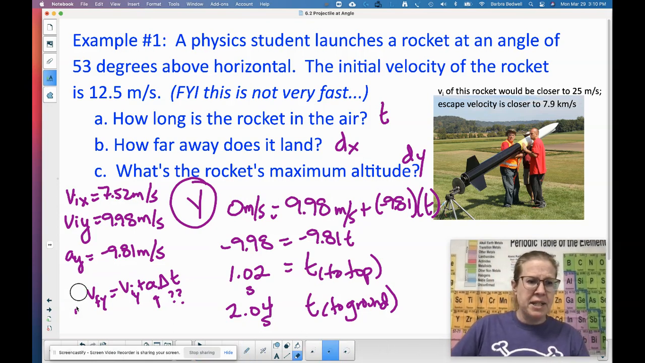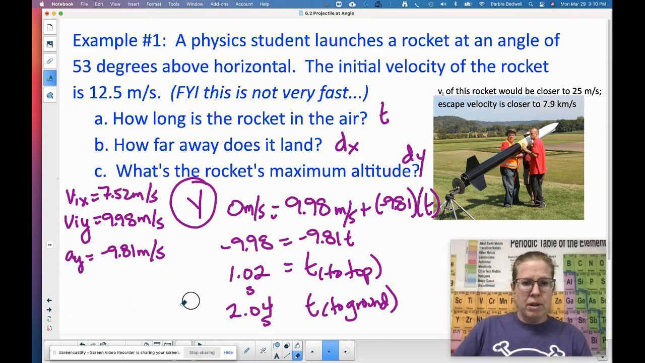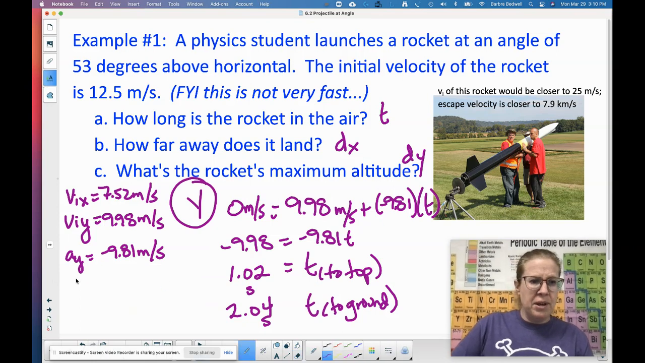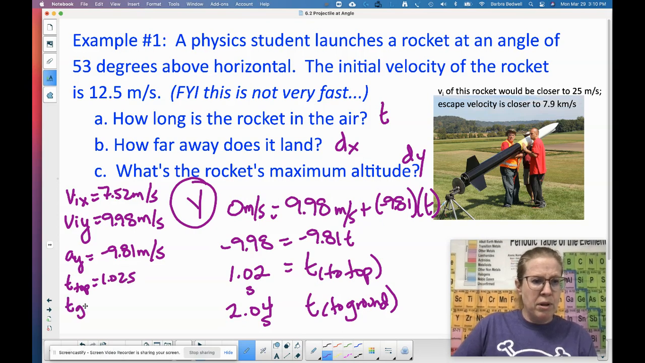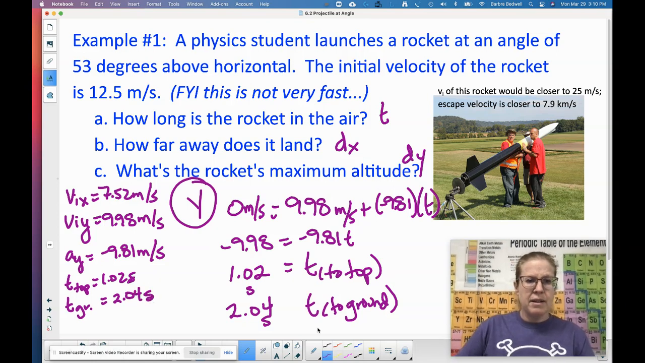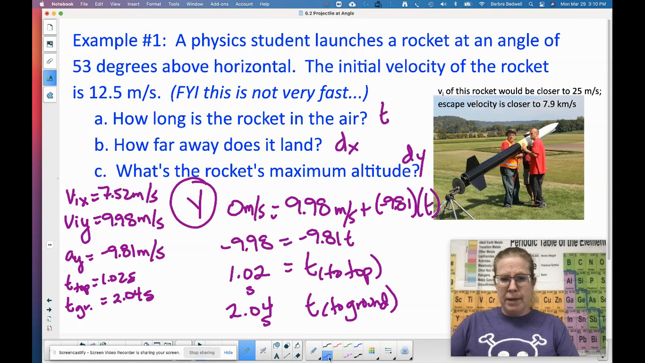So I'm going to add that to my list of things I now know. T to the top equals 1.02 seconds. T to the ground equals 2.04 seconds. All right, now what?